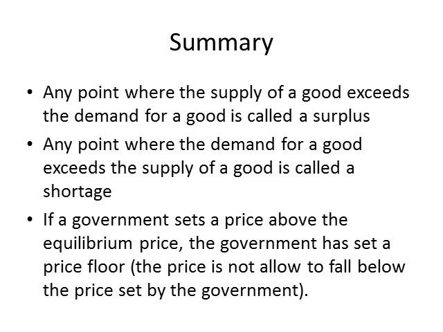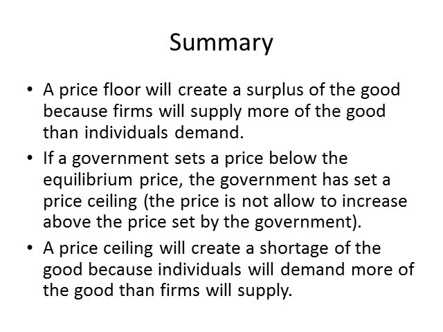If the government sets a price above the equilibrium price, the government has set a price floor. That is, the price is not allowed to fall below the price set by the government. A price floor will create a surplus of the good because firms will supply more of the good than individuals want. If the government sets a price below the equilibrium price, the government has set a price ceiling. This price is not allowed to increase above the price set by the government. A price ceiling will create a shortage of the good because individuals will demand more of the good than firms are willing to supply.